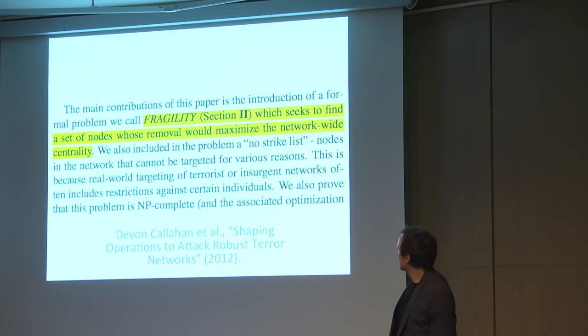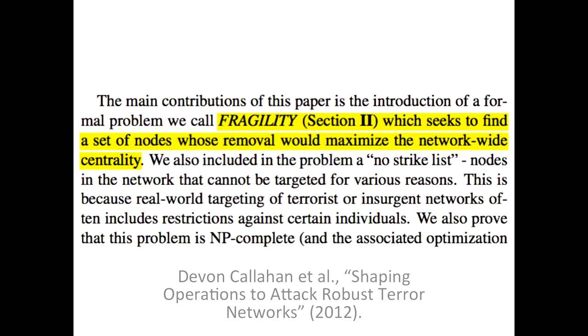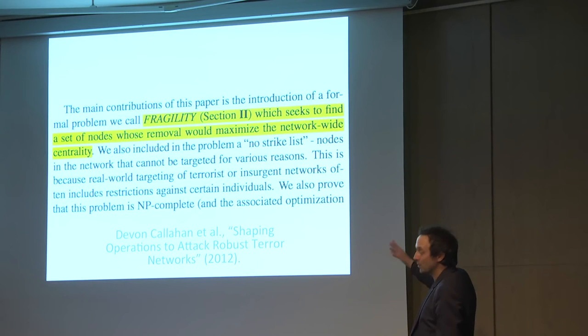So they call this fragility, which is tied to centrality, and which seeks to find a set of nodes whose removal would maximize the network's centrality. And we also include the problem of a no-strike list. So basically, the algorithm will take out those people who are not supposed to be attacked. And this is because real-world targeting of terrorist insurgent networks often includes restrictions against certain individuals and so forth.